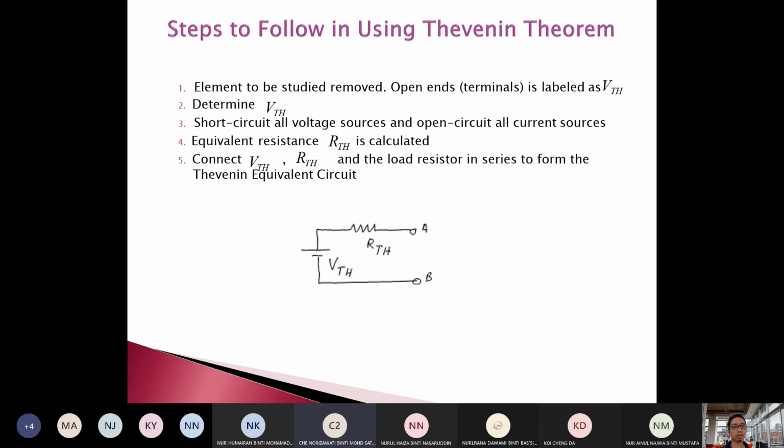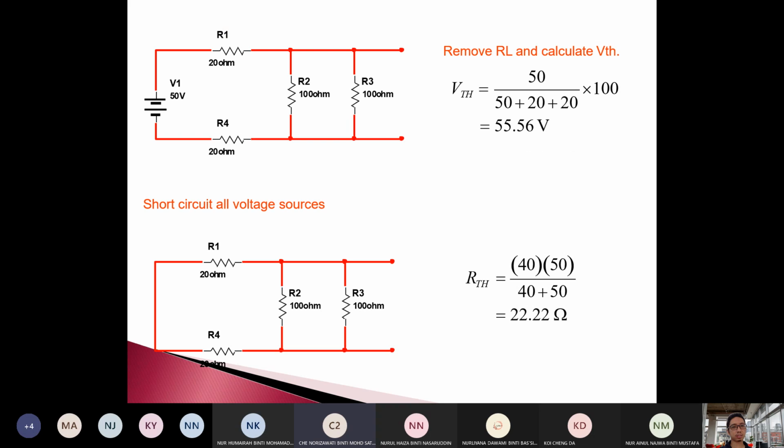Then we calculate the equivalent resistance RTH, and then connect VTH, RTH, and the load resistor in series to form the Thevenin equivalent circuit. So this is how we do it.